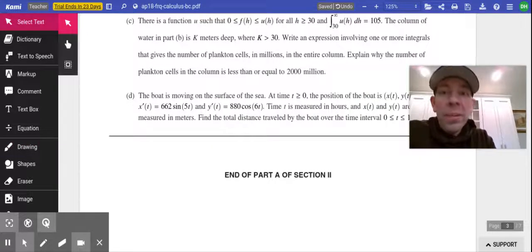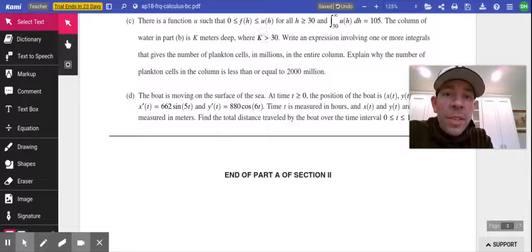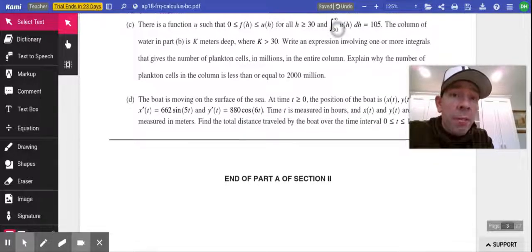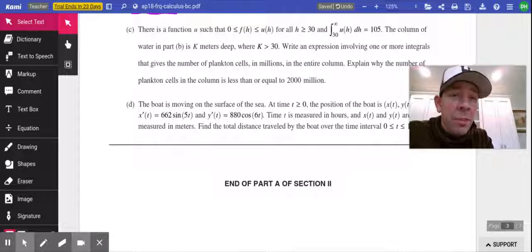All right, we're moving on to part C. It says there's a function u such that we guarantee that f is smaller than u for all h greater than 30. And the integral of u from 30 to infinity is going to be 105. So here's what you already know right now. You're already thinking, if I was to integrate f of h from 30 to infinity, the answer is going to be less than 105 for sure, guaranteed.